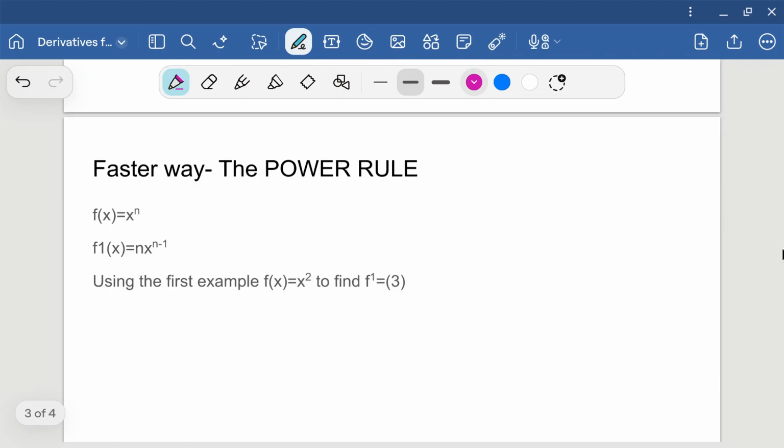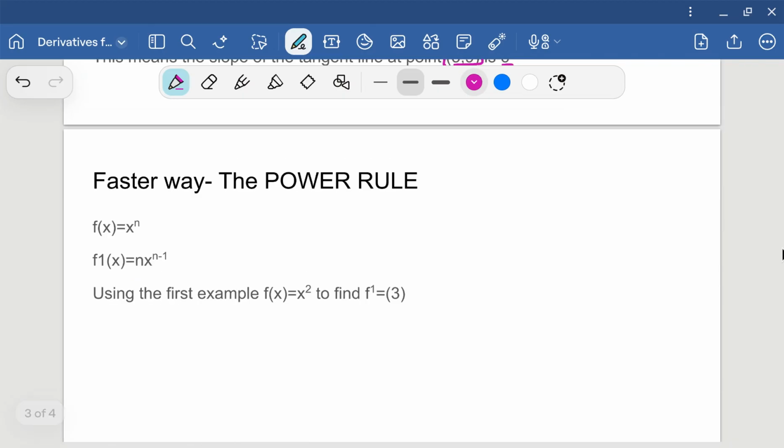The power rule is if you have your function to the power of n, then you bring that n in front and you change that exponent by subtracting 1. And that's going to be your first derivative. So if I wanted to find my first derivative of f of x, my original function was x squared. So I bring the exponent to the front, so 2x, and then I take my exponent and subtract 1, which would just be to the power 1.